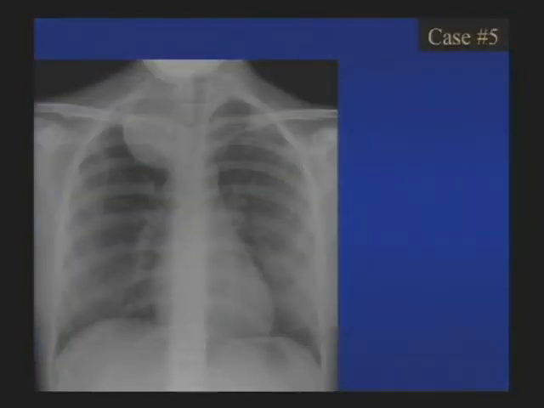All right, last case. This is a classic sign in radiology. So where is this located and how do you know? And you should know by the something sign, which I won't reveal yet.